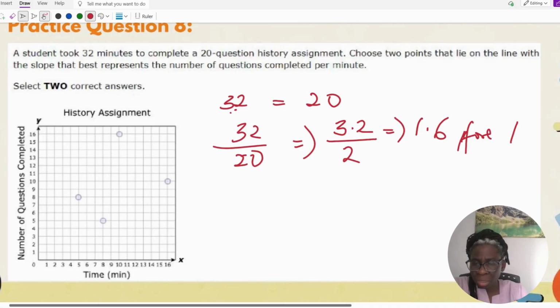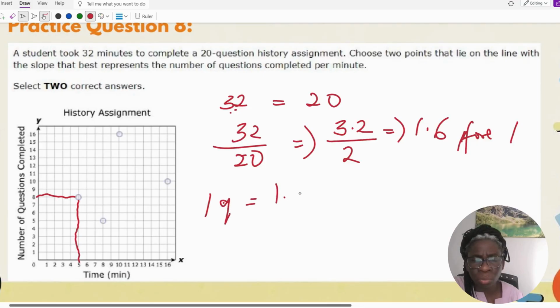So now let's look for the questions. This is the time and the question is here. So let's trace one. Okay, for 8 questions, let's trace 8 questions down here. If one question takes 1.6 minutes, then 8 questions will take 8 times 1.6, that will be 12.8.